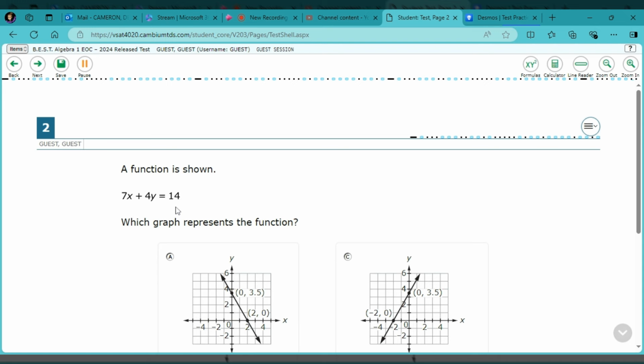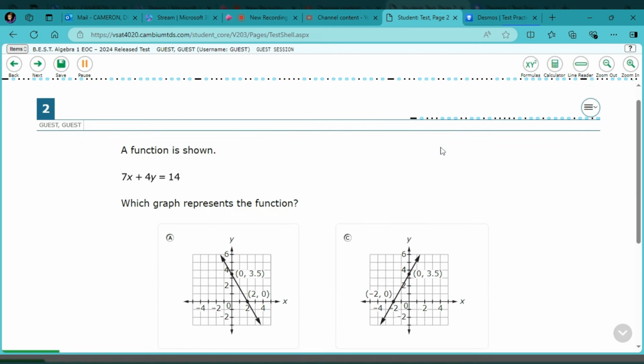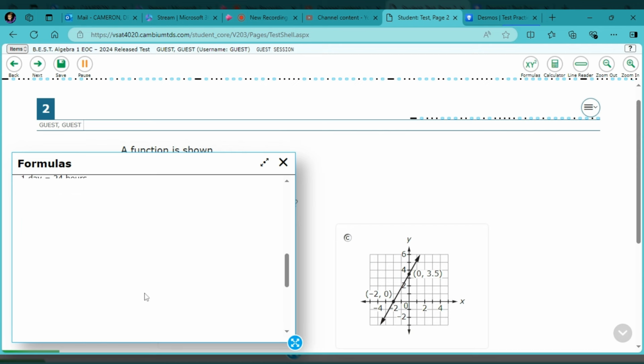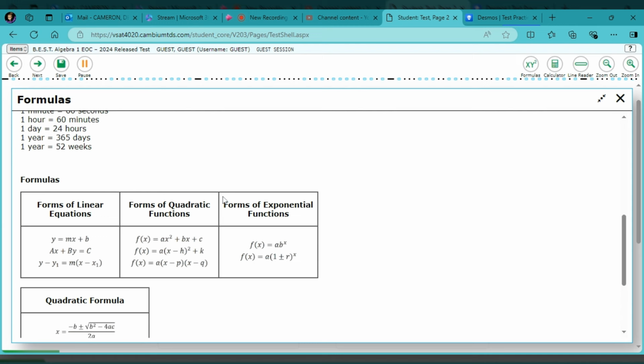What kind of equation is this? Look at the lines. We can see that this is a linear equation, and we know that because it makes a straight line. And it looks like the second one here, which is standard form of a linear equation.